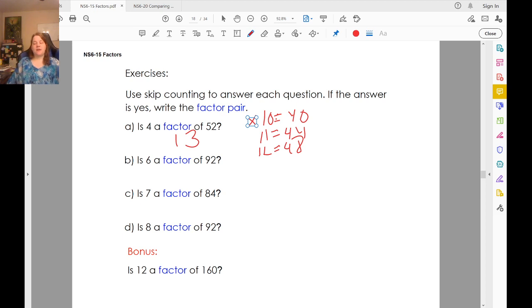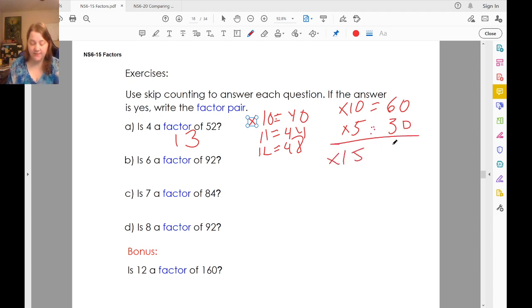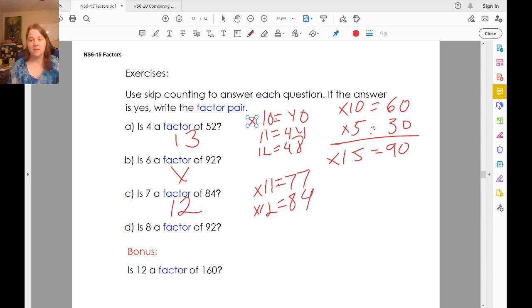Is 6 a factor of 92? Well, I know that 6 times 10 equals 60. I know that 6 times 5 equals 30. So if I add those up, that makes 6 times 15, 90. So 6 is not a factor of 92. Is 7 a factor of 84? Well, I know that 7 times 11 is 77. And if I do times 12, that's going to get me to 84. So yes, we would multiply times 12.